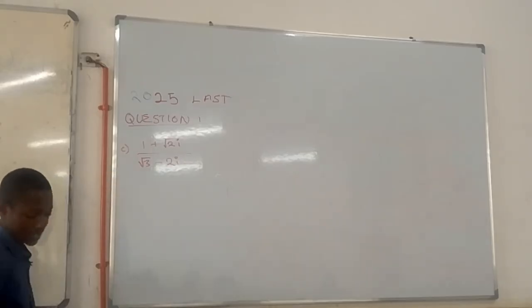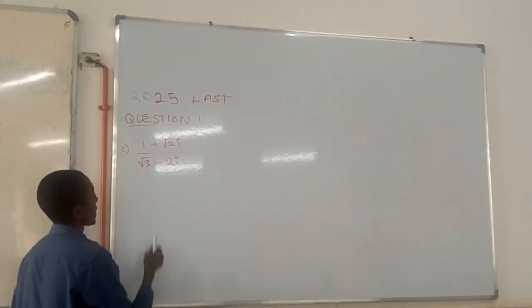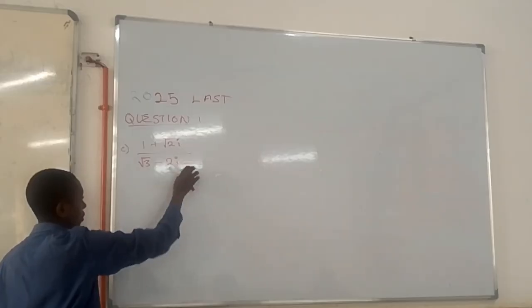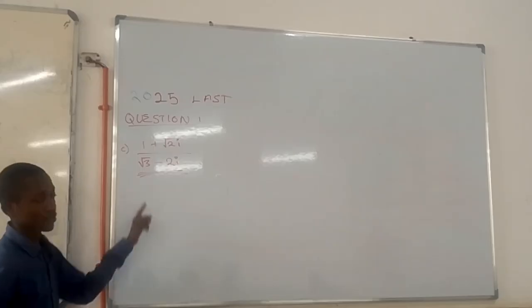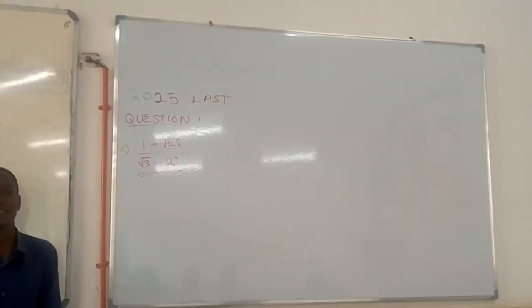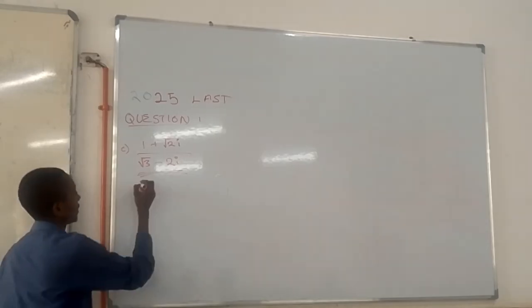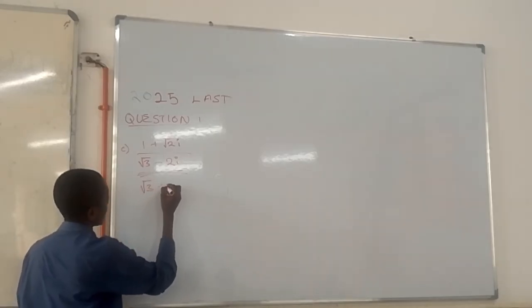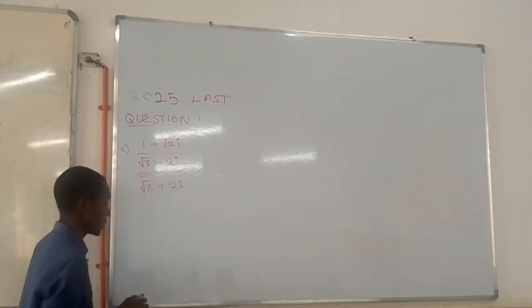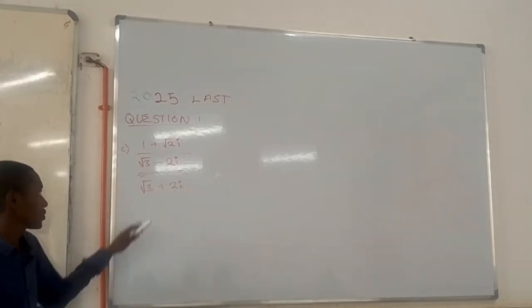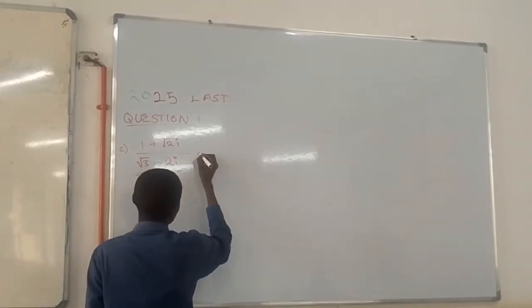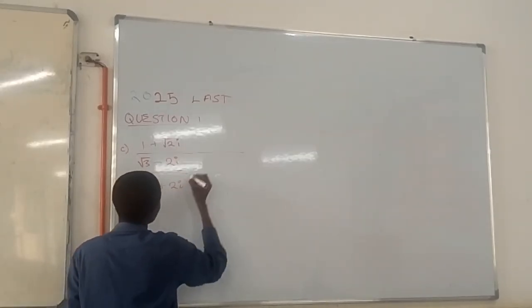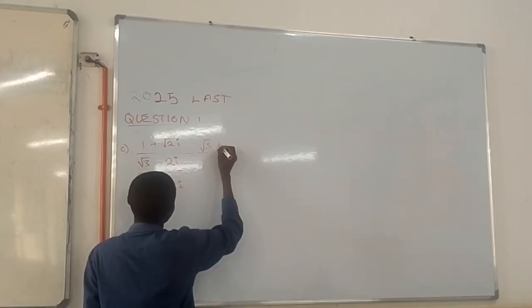How we do that is we multiply the top and the bottom of this with the conjugate of this one. And what would be the conjugate of this one? Root 3 plus 2i, right? That would be the conjugate. So we need to multiply this to the top and to the bottom.